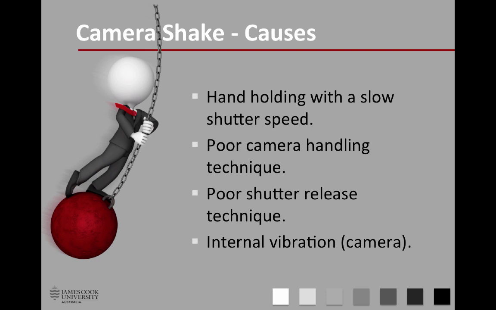Internal vibration, especially from the camera's mirror, is commonly a problem with macro photography under larger magnifications. The slight degree of movement is noticeable in the image. This is an image suffering from camera shake. Everything in the image is blurred, caused by the camera moving while taking the exposure.